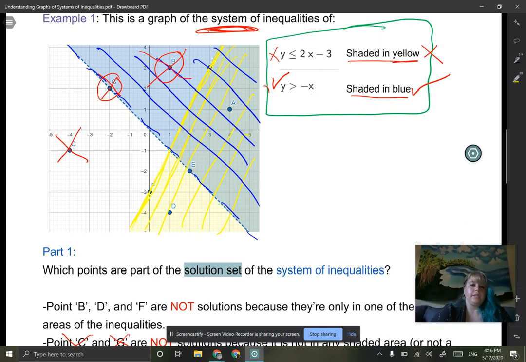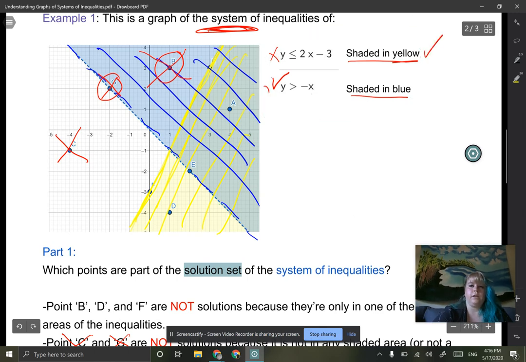Okay, all right, let's go down to F and D here. F and D are both solutions for the yellow. Yay, it's a solution for the yellow. Is it a solution for the blue? Is it anywhere in this blue? No, it is not. So therefore, both of these are not solutions to our system.